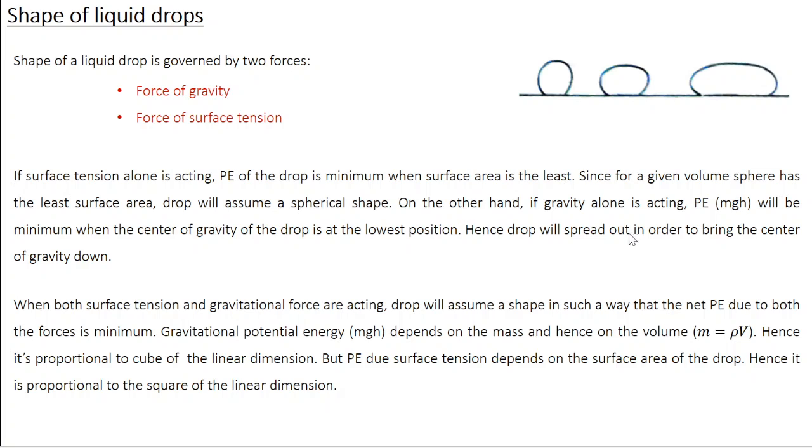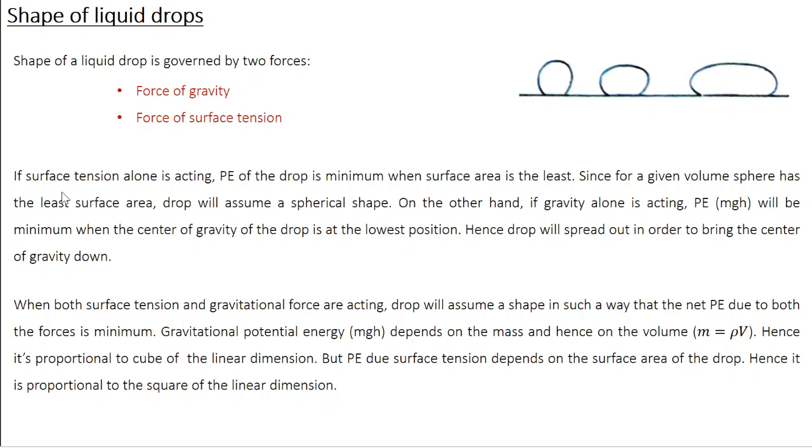On the other hand, if gravity alone is acting, we know the expression for gravitational potential energy. This is mgh. Mass of the drop is a constant, acceleration due to gravity is a constant. So if the drop wants to minimize the potential energy, the only option is to minimize h. This is the height of the center of gravity. So in the process of minimizing the potential energy, the drop will bring the center of gravity to the lowest position. In other words, the drop will spread out in order to bring the center of gravity down.